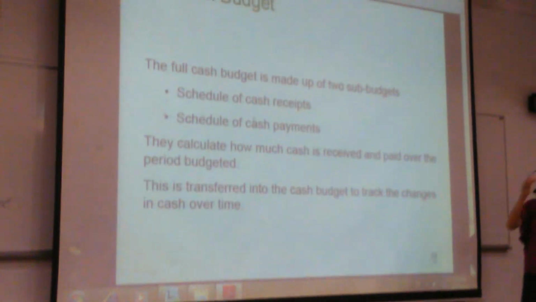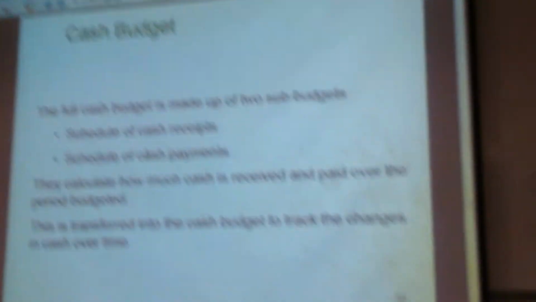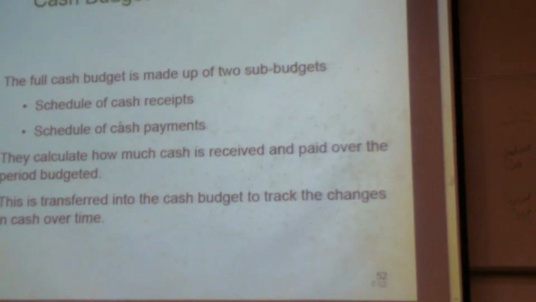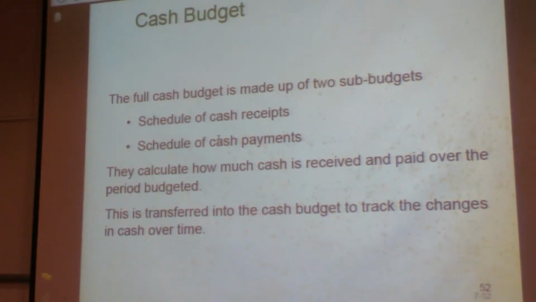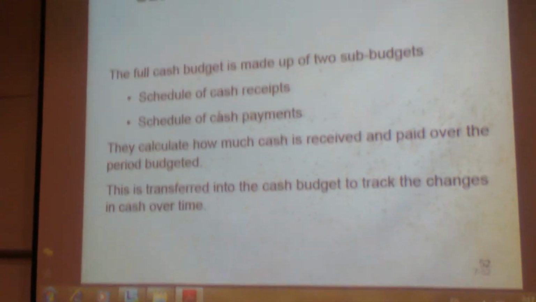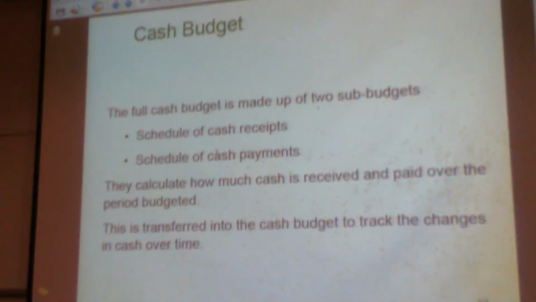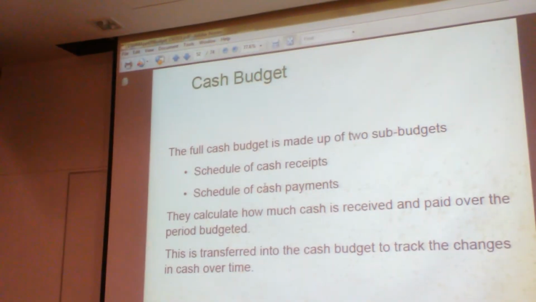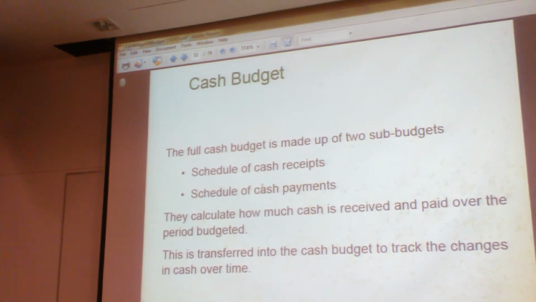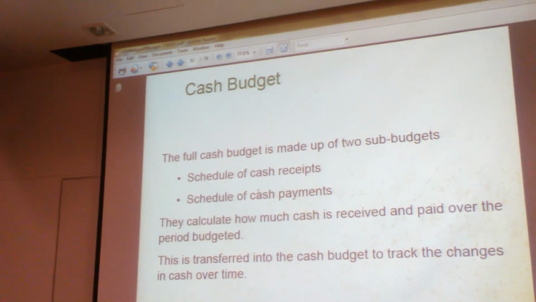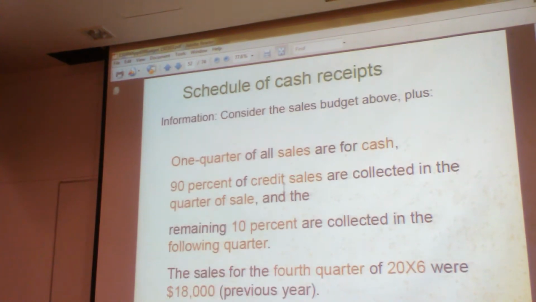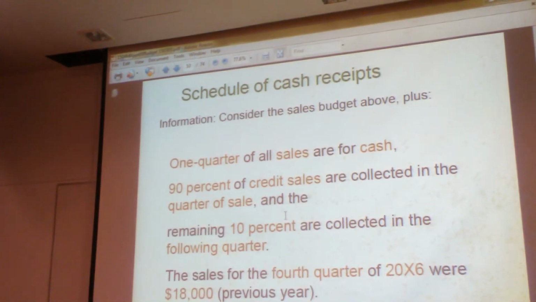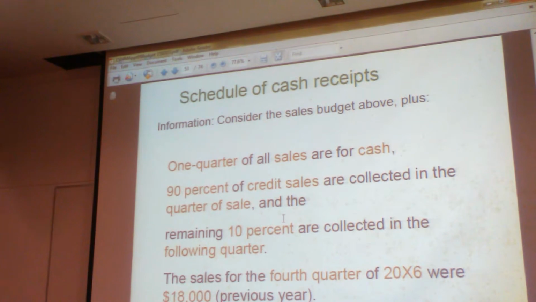So when I talk about cash budget, sometimes the question just asks you for cash budget. It means that they want you to have two other budgets, which means the cash receipt budget and the cash payment budget. Cash budget comprises of two budgets, cash receipt budget and cash payment budget. Okay? So I'm going to teach you how to do it. Please pay attention. So first of all is the cash receipt budget.